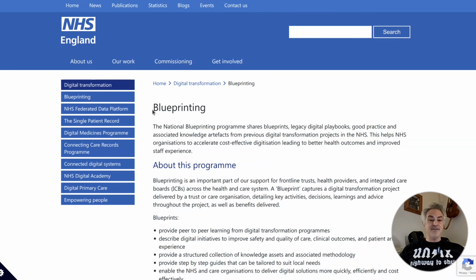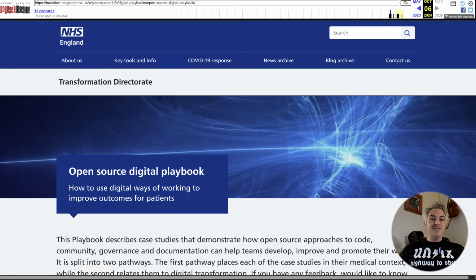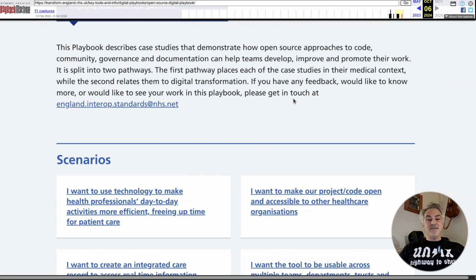So this now says blueprinting, but the URL I went to was actually transform.england.nhs.uk, digital playbooks, open source digital playbook. And this all comes from a period of time when NHS England were terribly, terribly excited about the word playbook. And so everything is a playbook. I don't agree that this is a playbook.